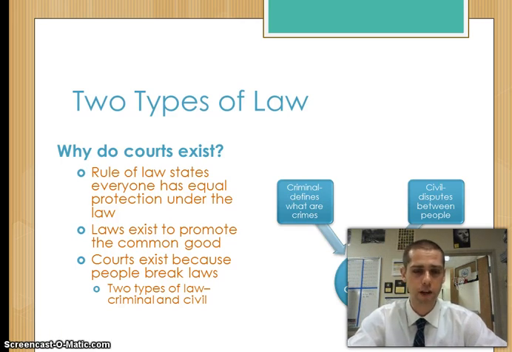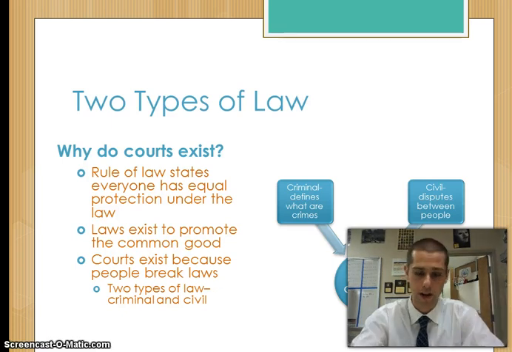Now, there's a term that you may have heard earlier in the year that's important for you to know, and it's called rule of law. That states that everyone has equal protection under the law, and also everyone has to follow the law, from the president down to every citizen you've ever heard of. Under our Constitution, laws exist to promote the common good, and courts exist because people break laws. Otherwise, we wouldn't need them at all.